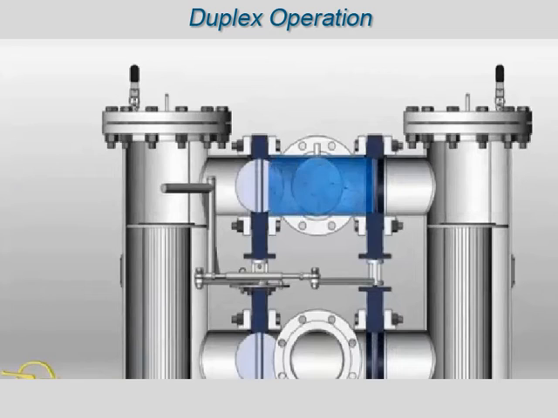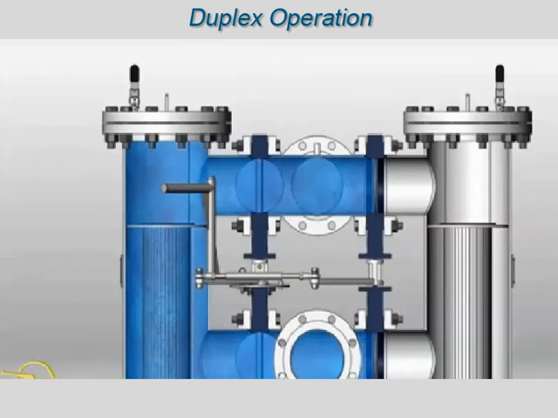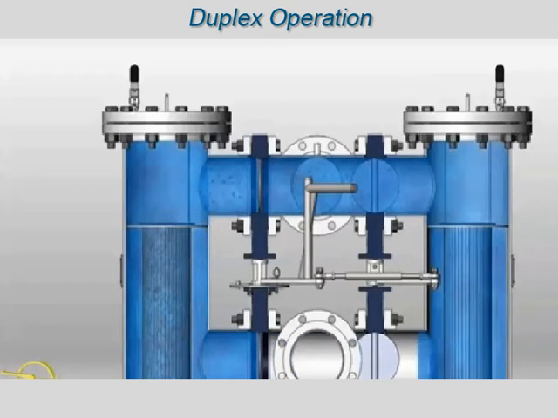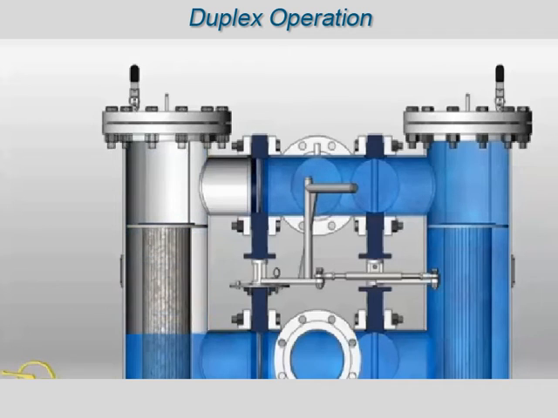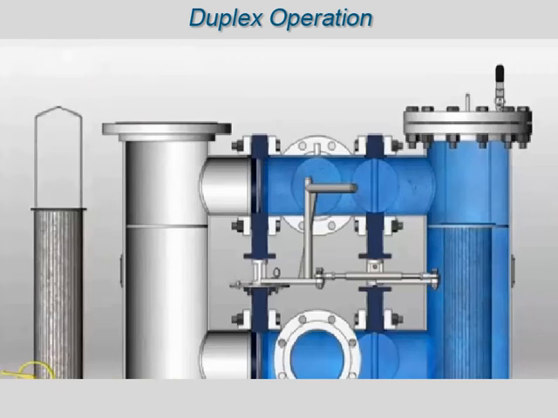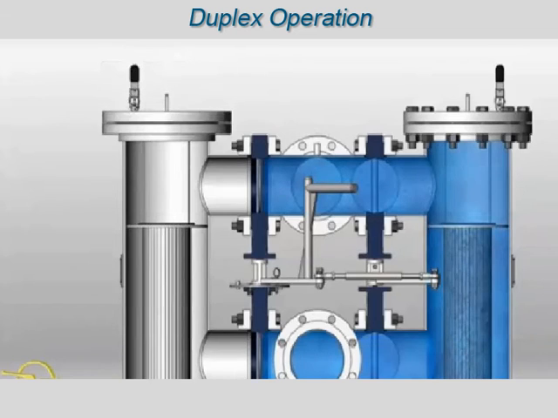During regular operation, one basket is on service and the other basket is in standby. When the in-service basket needs cleaning, flow is shifted to the standby basket. That side basket is then drained. The used strainer cover is removed, the strainer basket removed, cleaned and reinserted, and the cover reinstalled. It is now on standby until the next cleaning is needed.